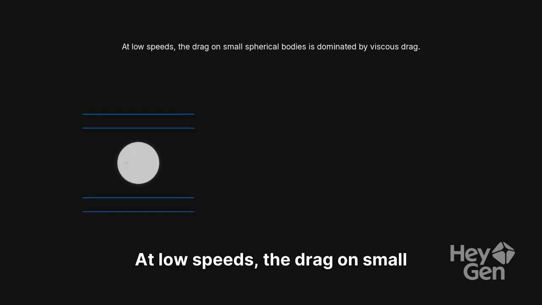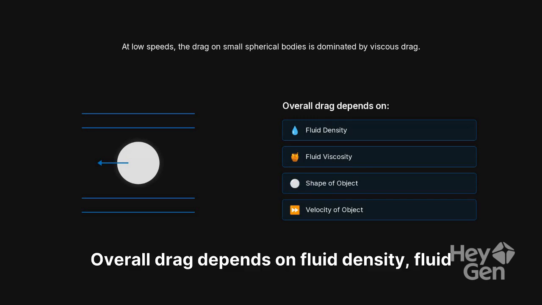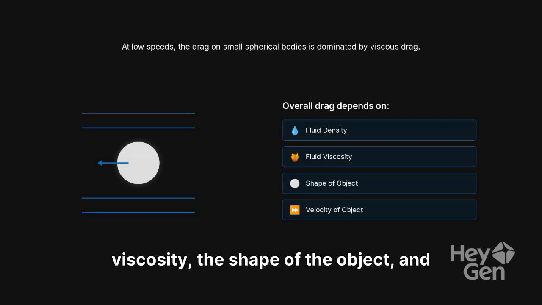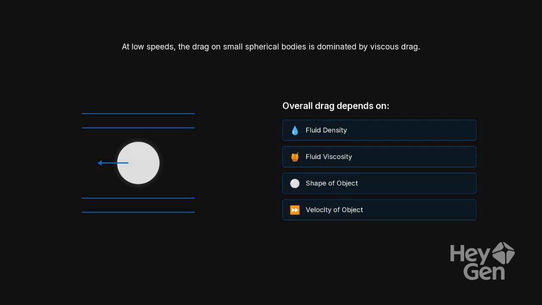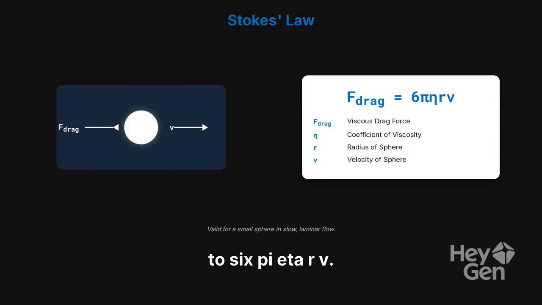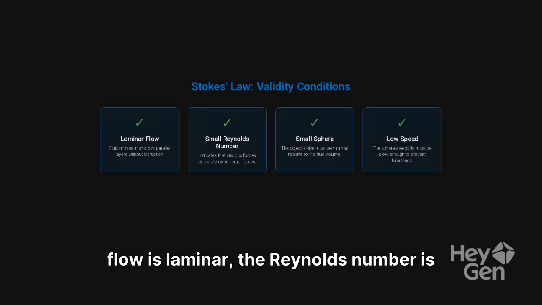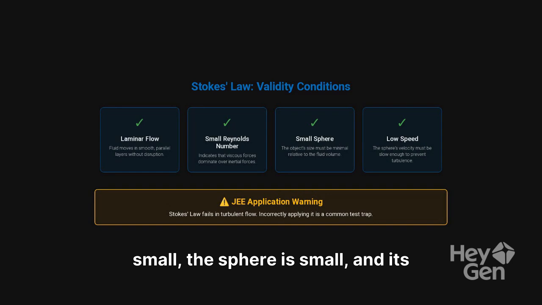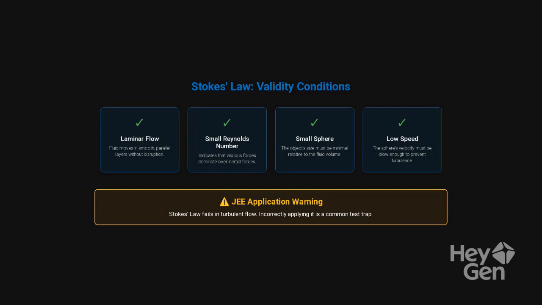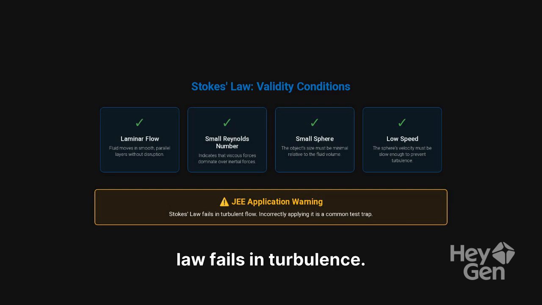At low speeds, the drag on small spherical bodies is dominated by viscous drag. Overall drag depends on fluid density, fluid viscosity, the shape of the object, and its velocity. For a sphere of radius r moving slowly in a viscous fluid, Stokes' law states that the drag force is equal to 6 pi eta r v. This law is valid only when the flow is laminar: the Reynolds number is small, the sphere is small, and its speed is low. JEE often tests incorrect applications, as this law fails in turbulence.